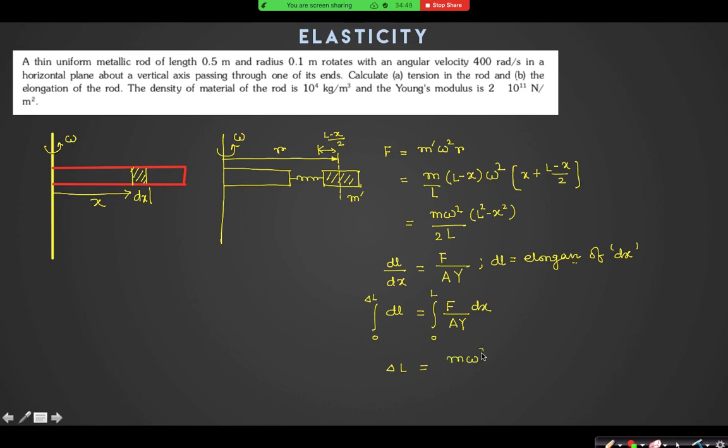It's m omega square by 2LAY. L square minus x square means L cube minus L cube by 3. It's 2L cube by 3, so the 2L gets cancelled. So it is m omega square L square divided by 3AY.